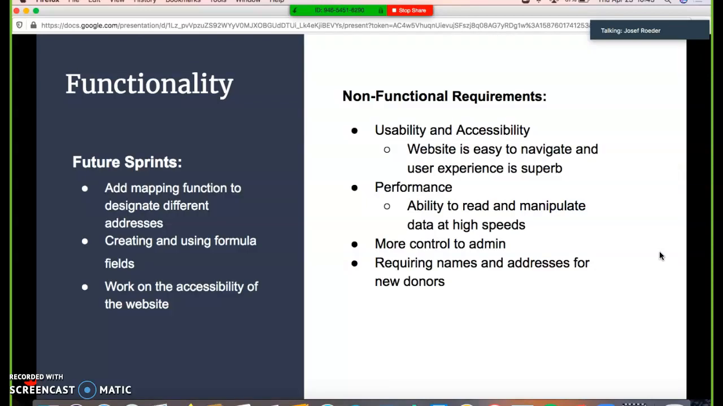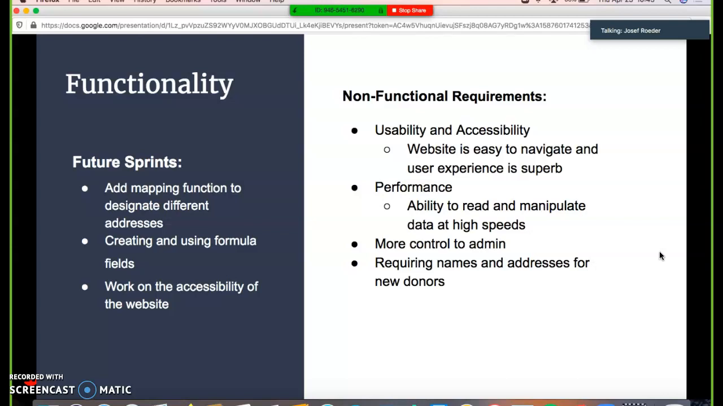So the past few slides have focused on the functional requirements, but the last thing I want to talk about is some of the non-functional requirements that we were prioritizing throughout our project. Just to list a few: the usability, accessibility of our website, the performance of the actual system, so its ability to read and manipulate high volumes of data, more control to the admins, and requiring names and addresses for new donors.